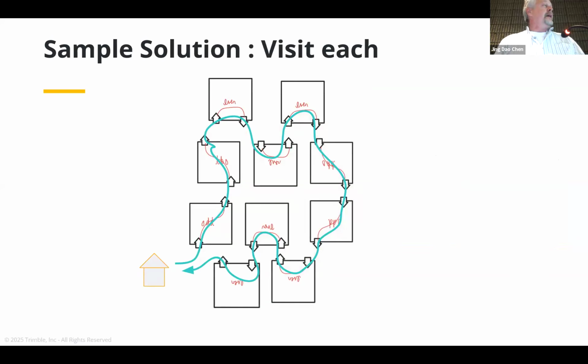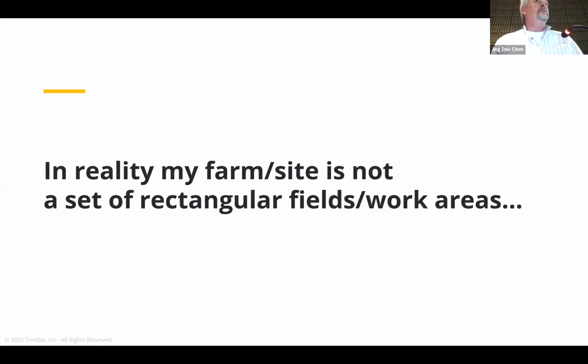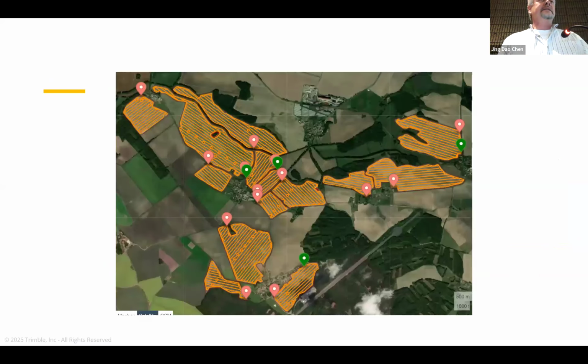You can use this to your advantage in order to traverse all of these fields and minimize the transit waste between them. If you abut the exits with the entries, then you will minimize your transit waste, if you're so lucky. If you're not, you'll add extra transit waste. And we'll talk about that point again at the end. But in reality, farms and job sites are not rectangular blocks. They look like this. So does this still apply?